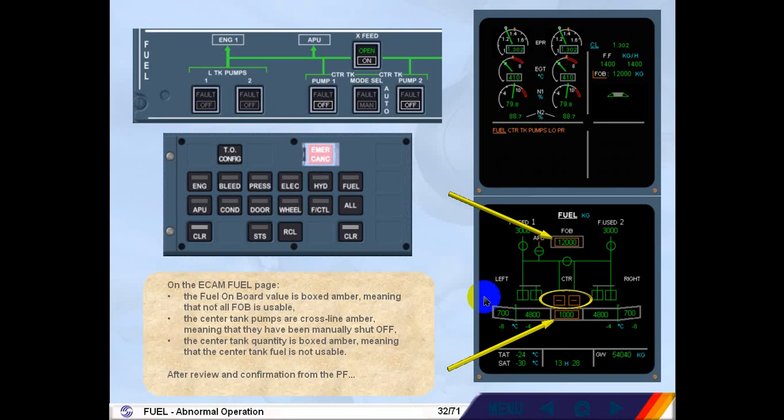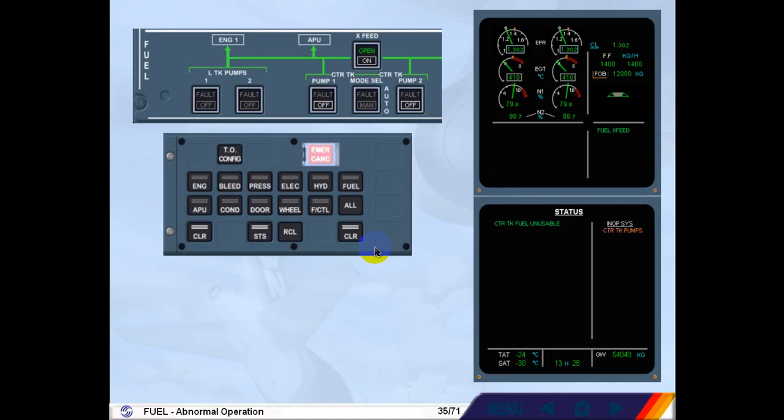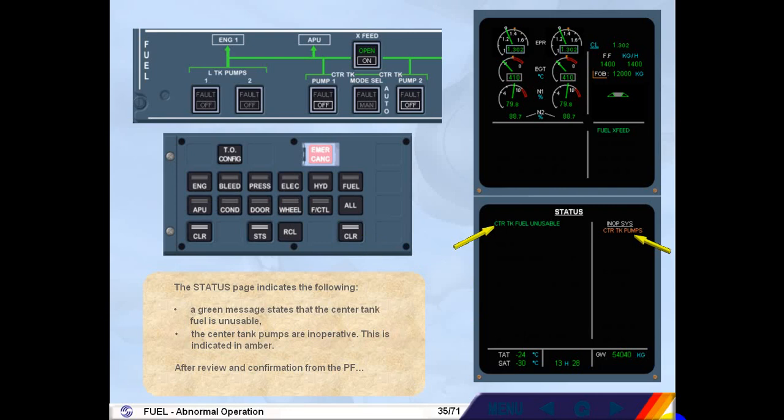After review and confirmation from the pilot flying, clear fuel. The status page indicates the following. A green message states that the center tank fuel is unusable. The center tank pumps are inoperative. This is indicated in amber. After review and confirmation from the pilot flying, clear status.